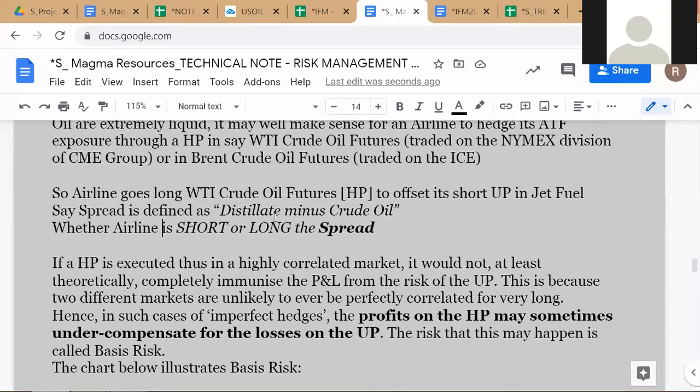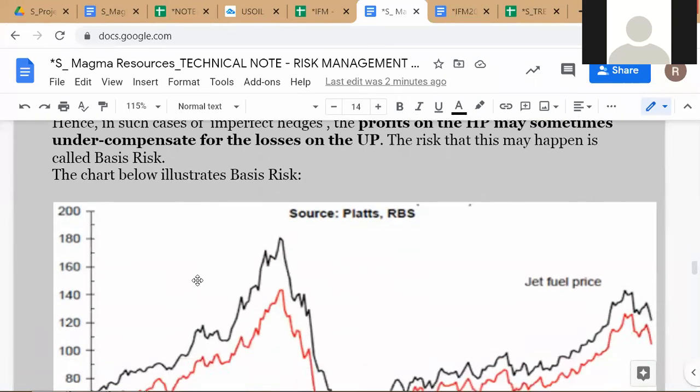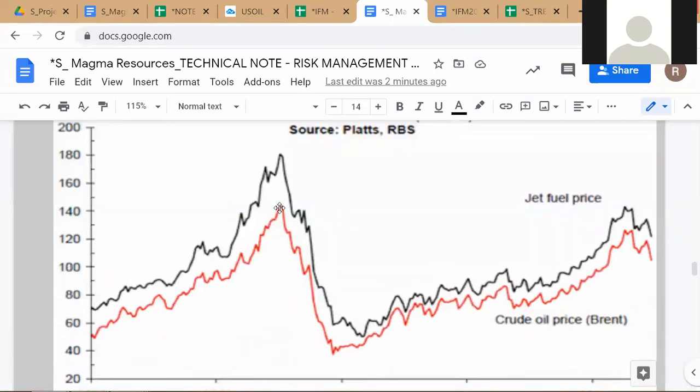And now the question is, are they short or long? Well, let's look at what happens to their PNL if the KRF value goes up, and if the KRF value goes down. Let's look at this point, which is why I picked this place for the point where they hedged. The airline's underlying position is short jet fuel, and the hedge position is long crude oil. So from this point onward, they don't have the short jet fuel position, they have a spread position.